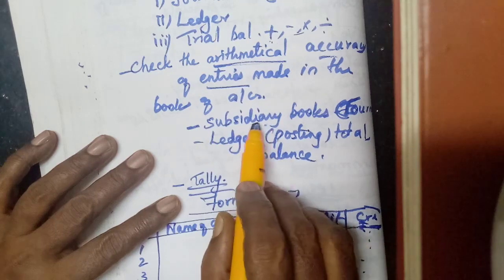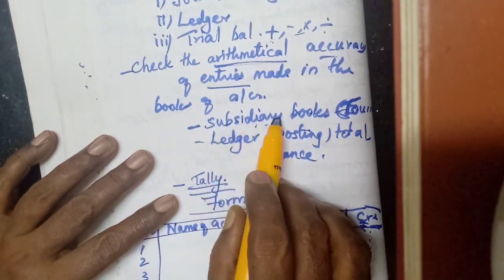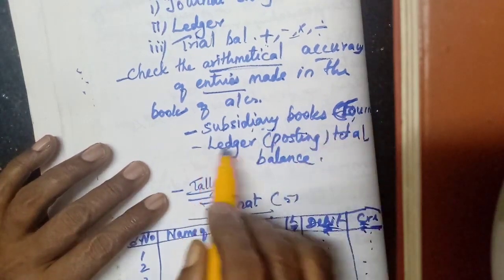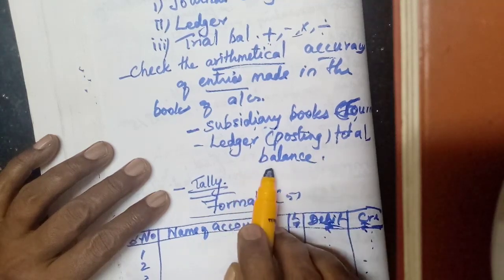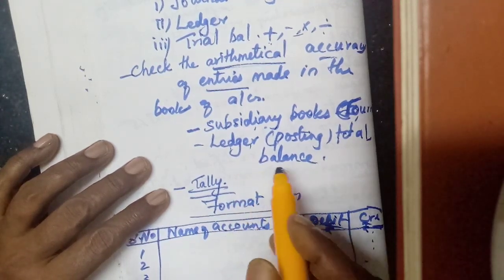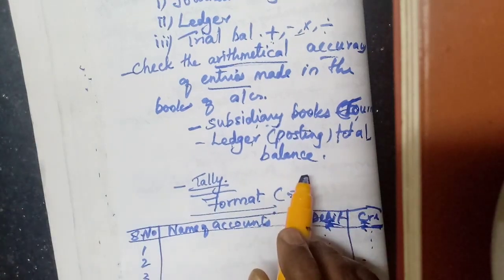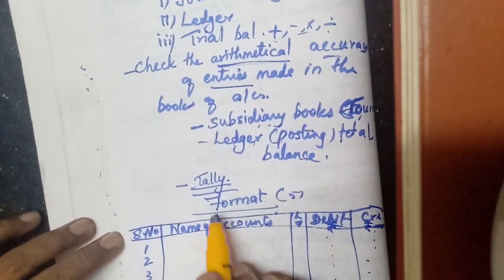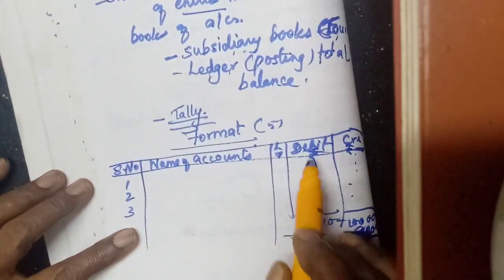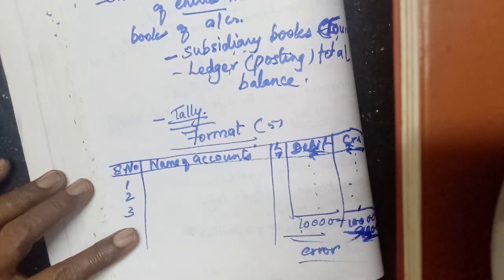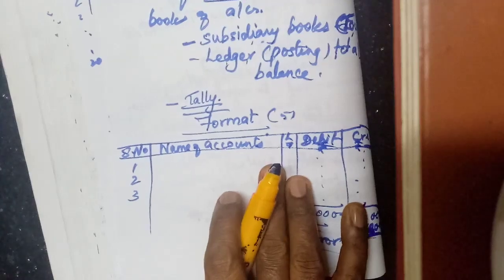Either while writing or preparing at the time of entering in the subsidiary books, or preparing journal entries, or while posting, or totaling, or balancing, or carrying forward the balances of the ledger accounts to the trial balance, or we can say totaling of the trial balance also. If you don't total here correctly, here it will be wrong. Somewhere we have made a mistake, we can conclude.